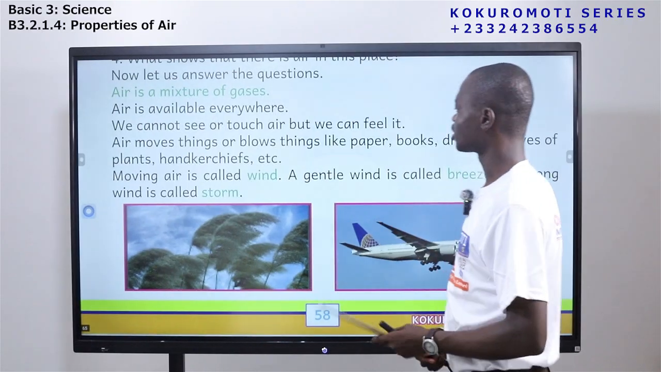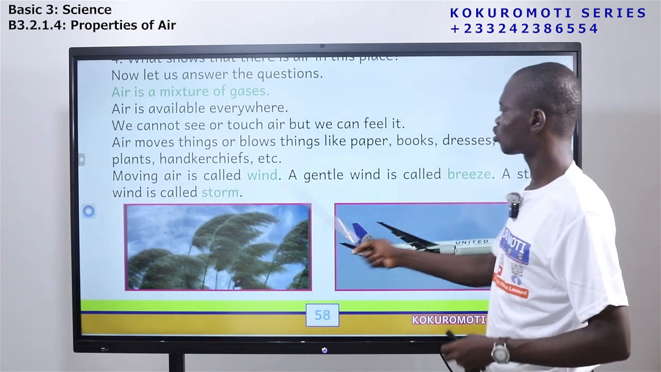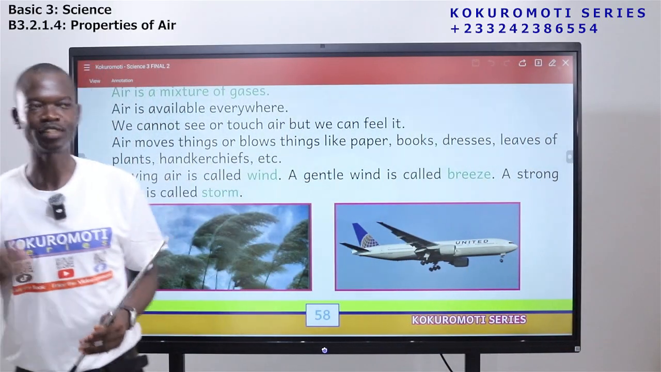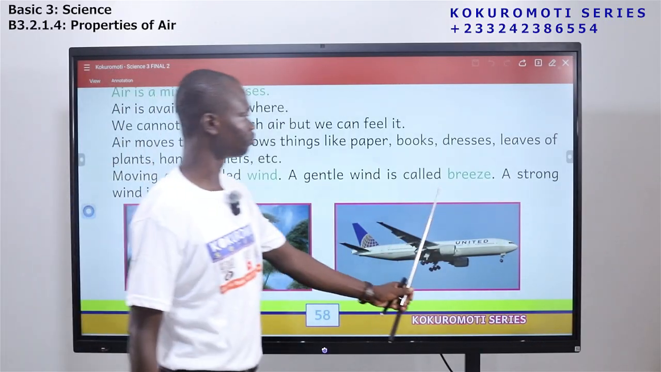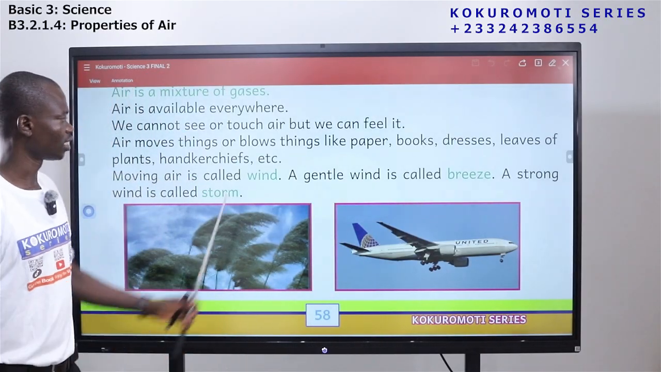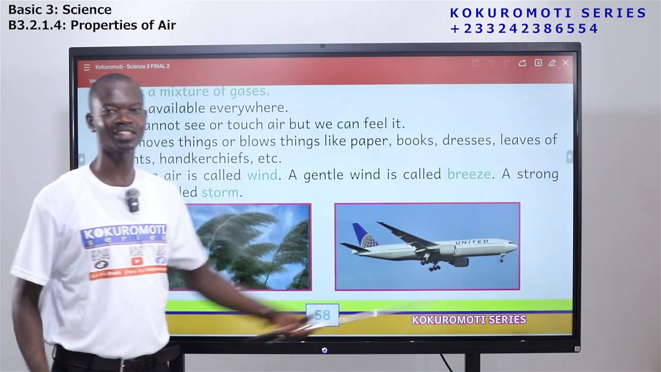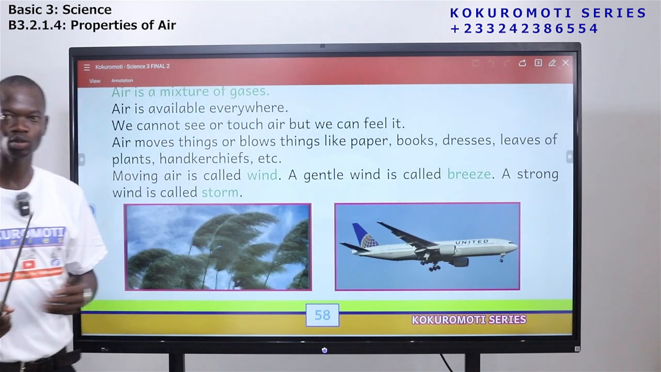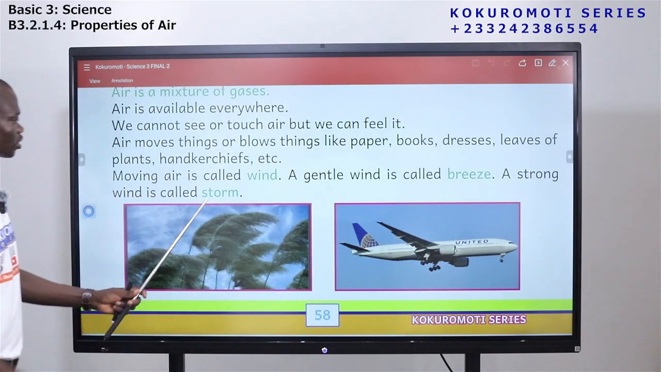Now, we saw this word, wind. What is it? Moving air is called wind. Anytime you hear about wind, it means air that is moving. Very good. The next one is breeze. We also saw this word at the beginning of the lesson. A gentle wind is called breeze. So anytime you see breeze, we are talking about a gentle wind. Okay, the next one is storm.